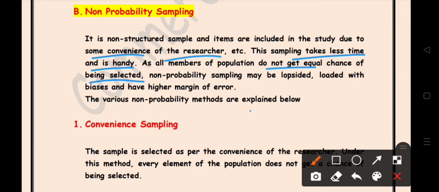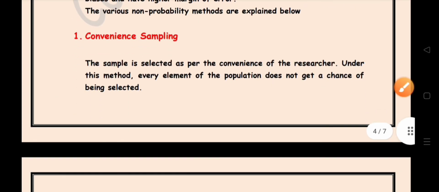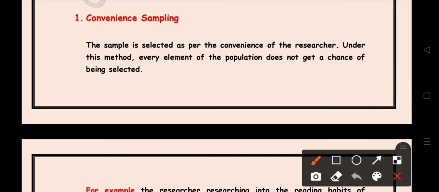The researcher will select the particular respondent whom he needs or wants to select. Non-probability sampling may be lopsided, loaded with bias. As I have discussed, there is a bias factor here and a higher margin of error. As the researcher will select any particular sample according to his preferences, there will be errors due to personal perceptions in selecting the sample. So let us discuss the methods of non-probability sampling.